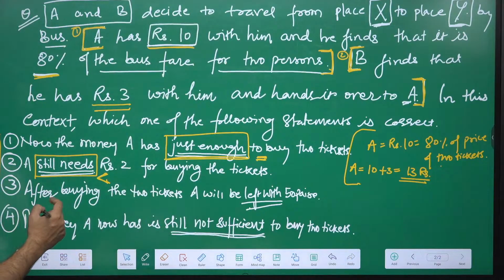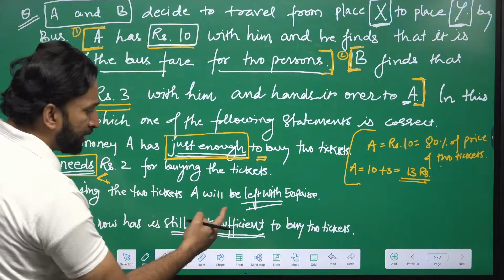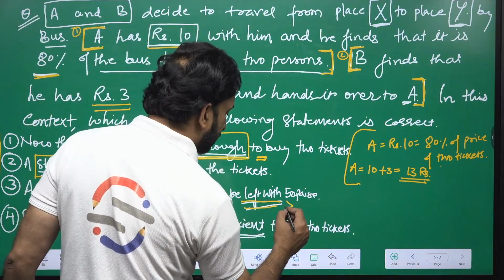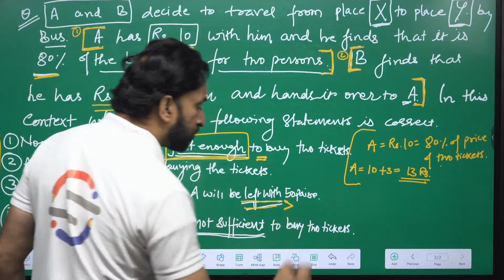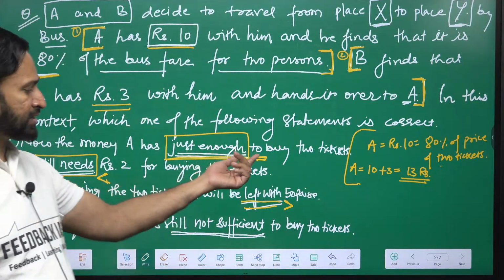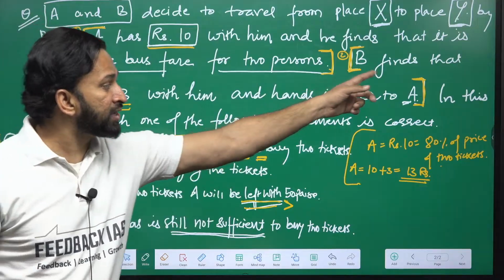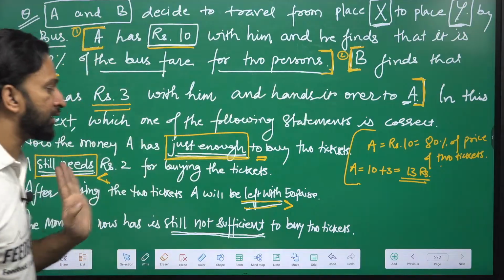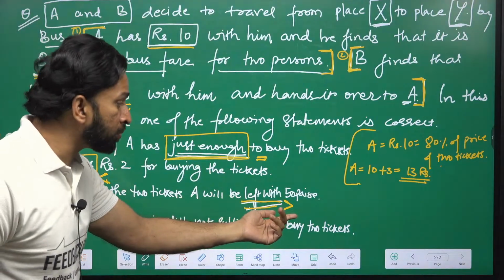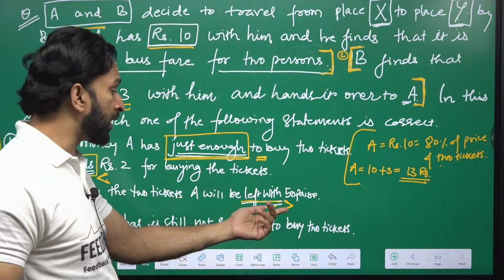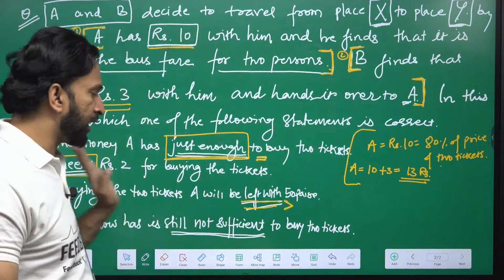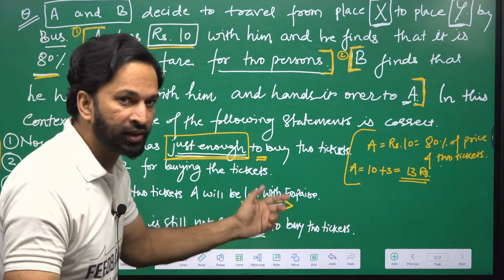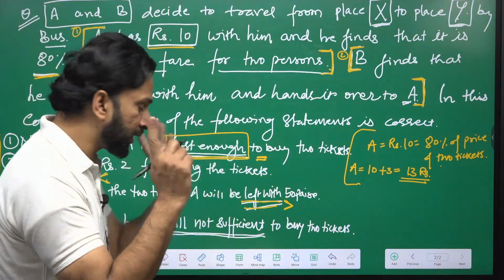Statement 3. After buying the 2 tickets, A will be left with. It means it is surplus. A has more money. A has equal money after this action is taken. A has less money after this action is taken. A has more money after this action is taken. More money to buy the tickets, in comparison to buying 2 tickets.